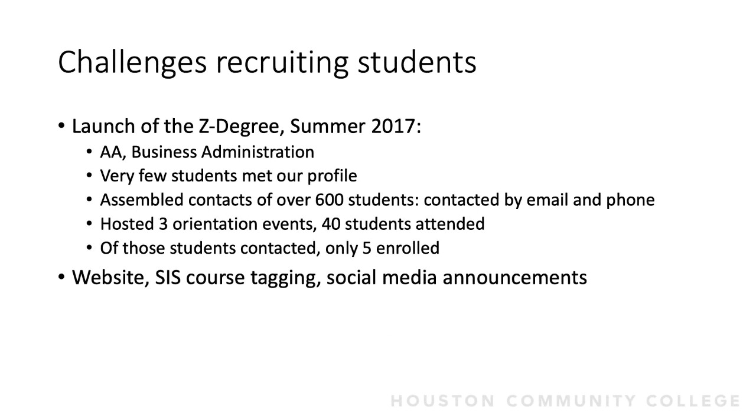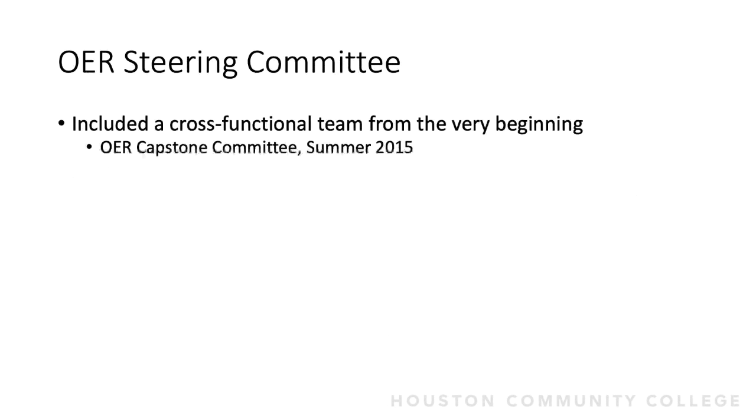So, we've got our website. We are doing course tagging in SIS. I saw that question about Banner and integrating OER and Banner. We use PeopleSoft. All we've done is create a course tag for low cost and zero cost books, and we have a search filter that allows you to filter results just for that. Every enrollment period, right before enrollment, we do social media announcements and an advertising campaign that directs people to our Z Degree website. It's not perfect. We need to polish it and get better, but that's something we're working on.